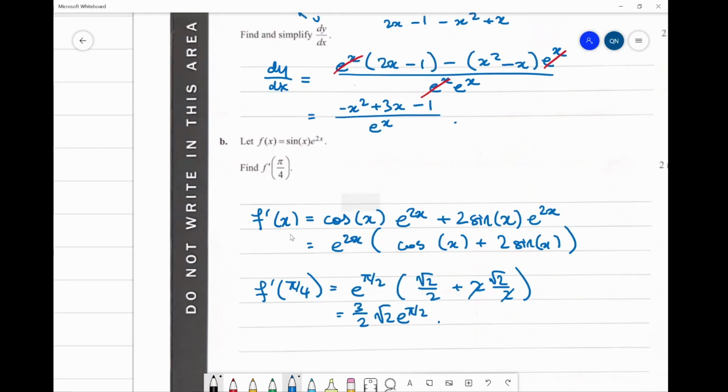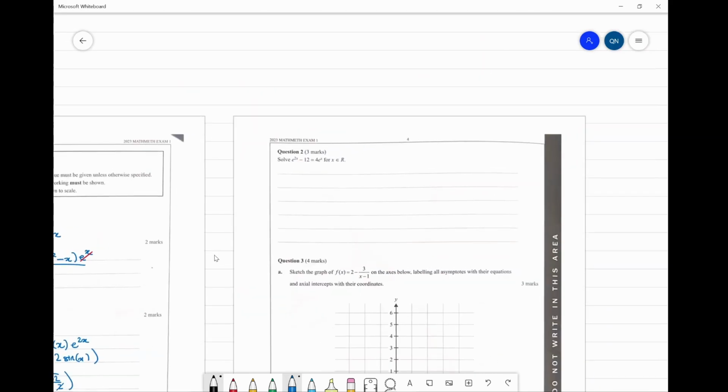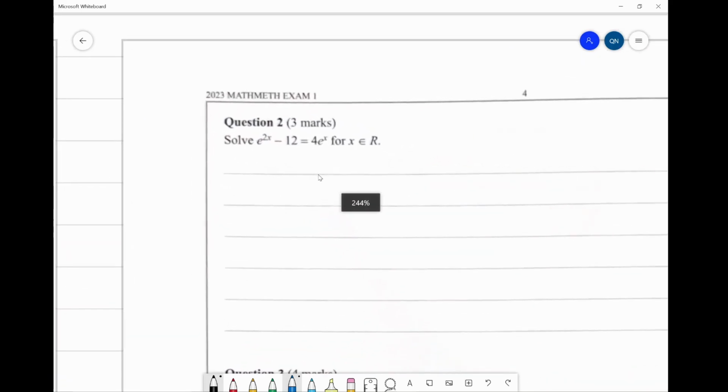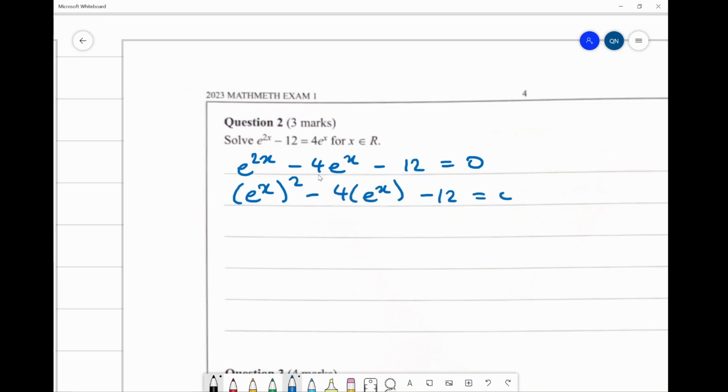Let's take a look at question 2. Question 2, we have this equation here we need to solve. So here we can just turn this into a quadratic. Let's bring everything over to the left hand side. So e to the 2x minus 4 e to the x and then minus 12 equals 0. Okay, and to turn this into a quadratic, we can just think about this as e to the x all squared minus 4 e to the x and then minus 12. So this is basically a quadratic in e to the x. So e to the x is kind of like a variable in this case.